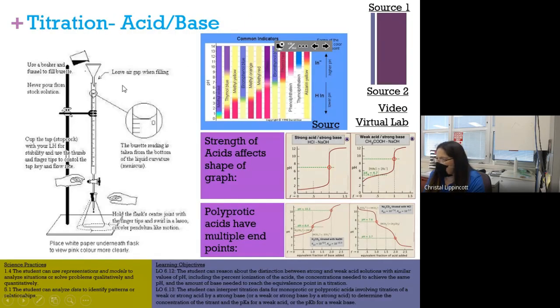So remember, we did our titrations. We could have different strong acids. We could have weak acids and strong bases. You have your polyprotic acids that have multiple equivalence points. They'll have you titrate strong acid, strong base, weak acid, weak base, weak base, strong acid, but they're not going to have you do a weak and a weak. So you don't have to worry about that.